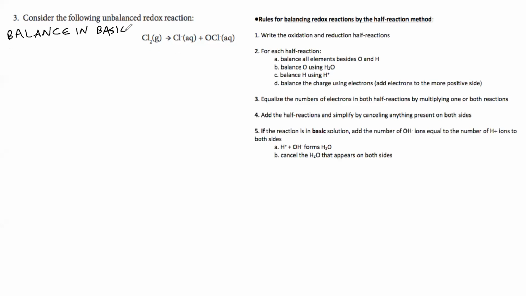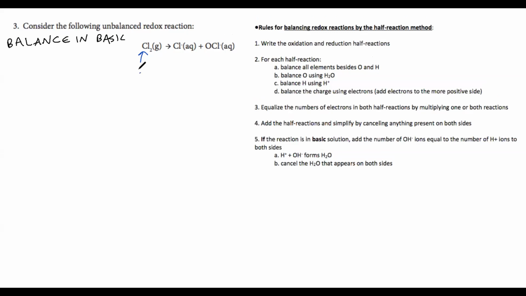Anyways, the first thing is we're going to write the oxidation and reduction half reactions. In order to do that, we need to assign oxidation states to everything. So let's go ahead and do that. Chlorine is in its elemental form, so its oxidation state is going to be 0, right, Cl2.